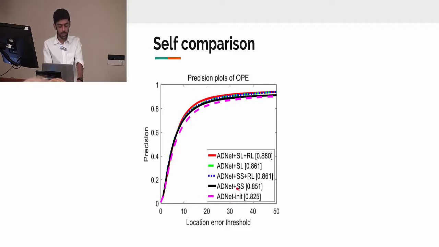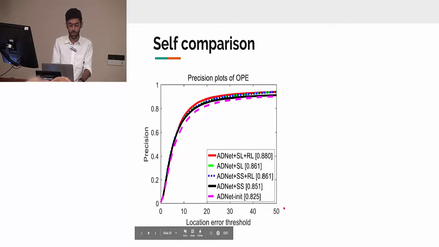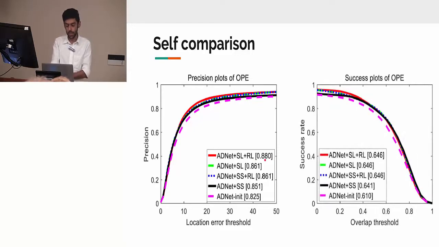And the SS here is semi-supervised learning instead of supervised learning at the very first step, which means that for some frames they don't have the ground truth, and for some they have. That is followed by reinforcement learning, and supervised learning plus reinforcement learning gives the best results, which is 88% in precision. And here is the success.